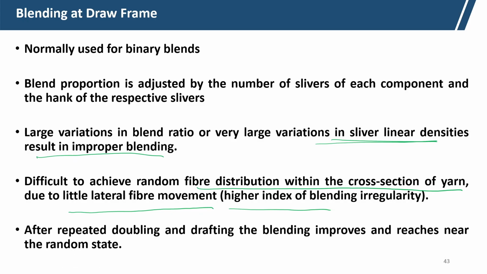High index of blending irregularity is possible in draw frame blending, but to eliminate this we can increase the number of doublings. After repeated doubling and drafting, the blending is improved and gets near to the random stage, but the problem is that we have to use a number of doublings. So, cost is increased.